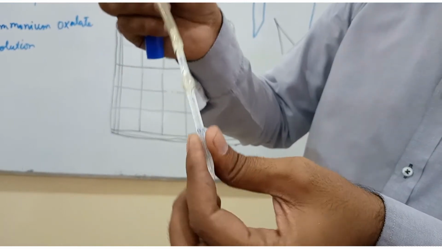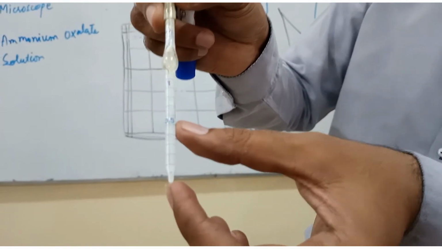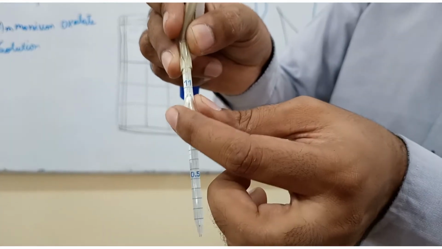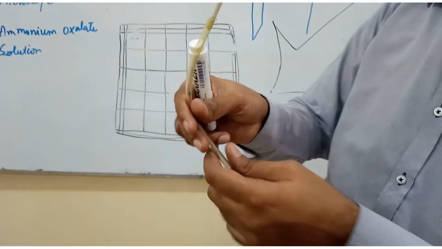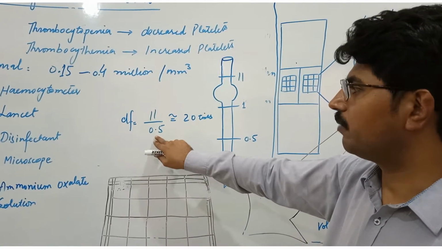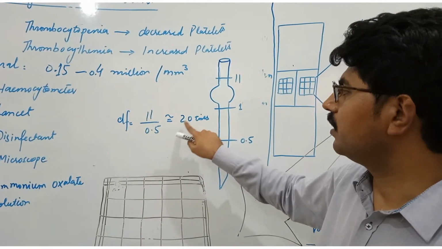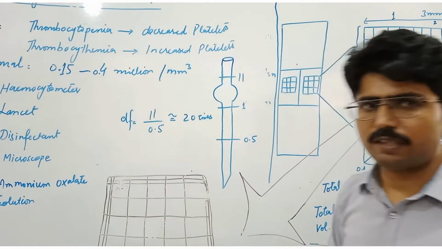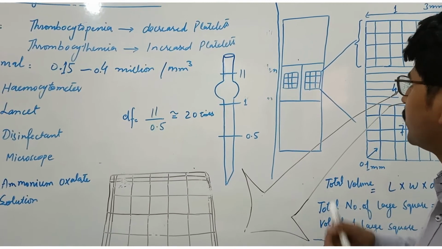So we'll use this micropipette that is actually for WBCs. We have to take blood up to 0.5 parts, and then we'll take ammonium oxalate up to 11 parts. So this whole would be diluted up to 20 times. Here we see the dilution factor: final volume divided by the original volume, that is the volume of blood, and this comes to 20 times dilution.